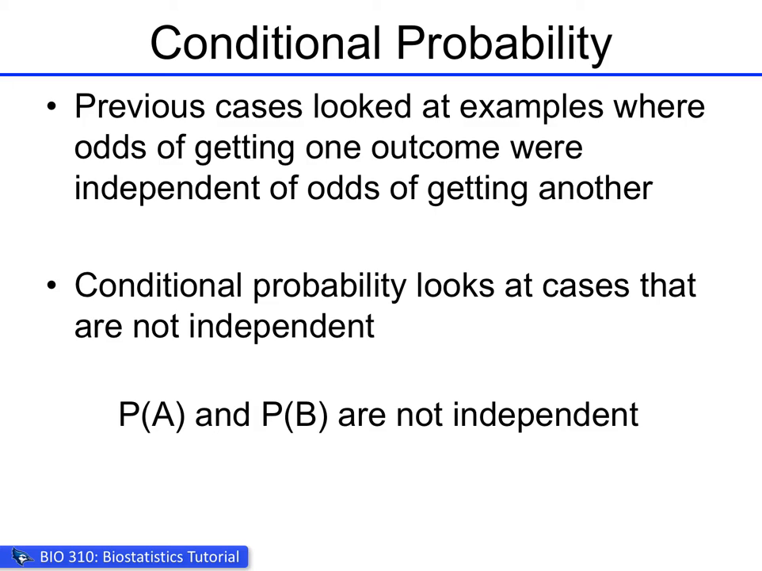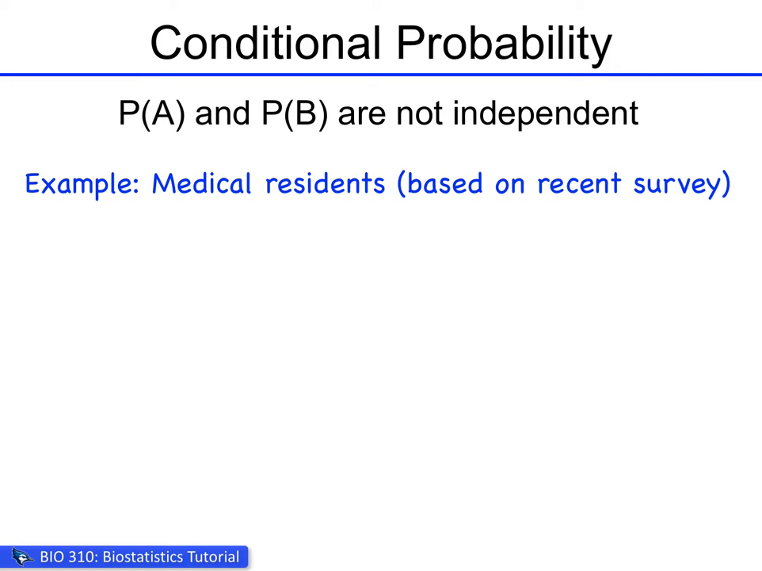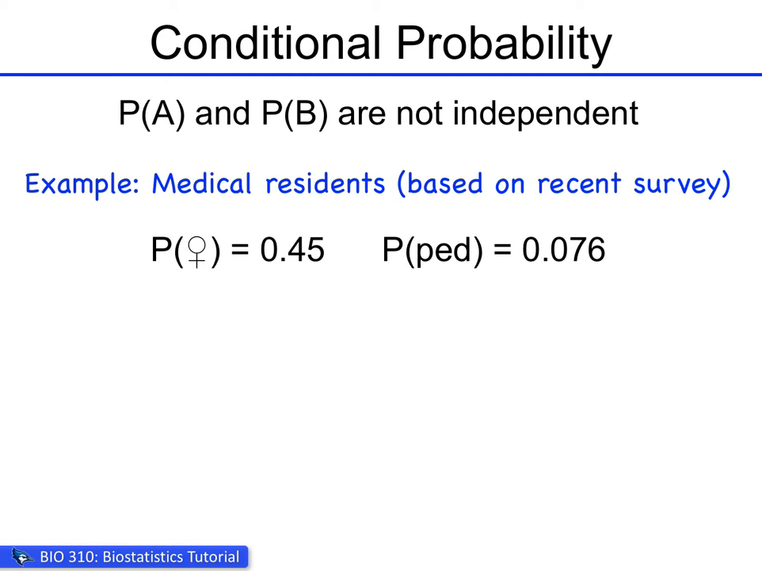All right, and in this example, we're going to look at some data from medical residents. Here, again, I've put on the top of the slide, probability of A and the probability of B are not independent. We are looking at some recent survey data from medical residents looking at specialties. I've selected just 2 topics of interest here, female and pediatrician, as our categories. The data show that 45% of residents are female, so 0.45. The data also show that 7.6% of residents are pediatricians.